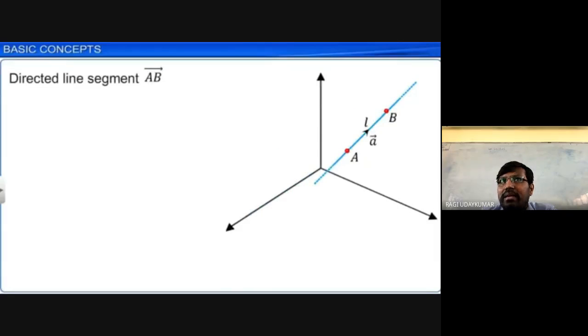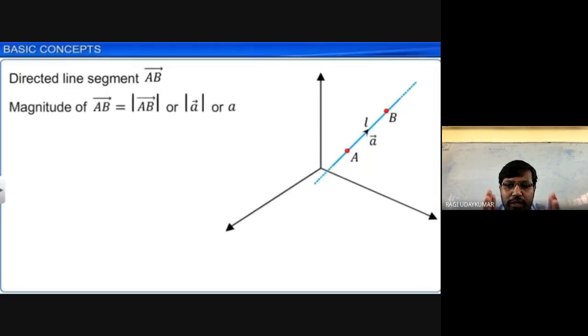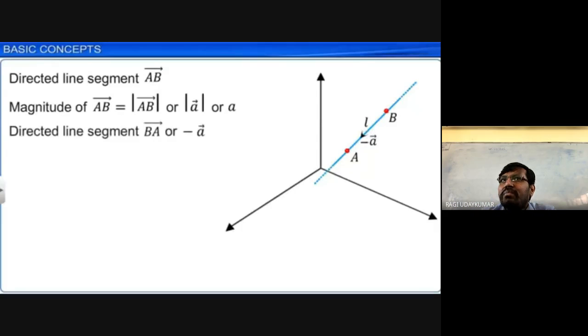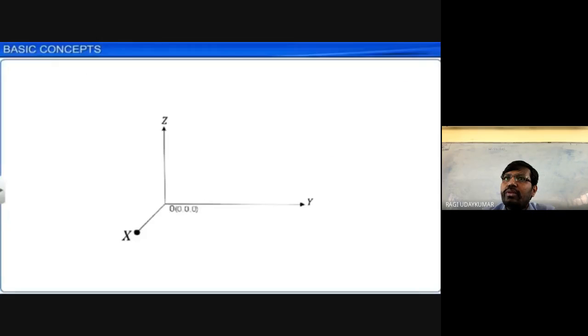The directed line segment AB bar, in a simple way, can be written as a bar. The magnitude of any vector is written between two lines, just like a modulus. In short form, you can write it simply as a. The directed line segment BA, in reverse, is the negative vector. Different types of vectors will also be there, which we are going to learn: zero vector, null vector, co-initial vectors, and so on. Here it is coming in the opposite direction, so it is called a negative vector. The magnitude is the same for BA and AB, because the distance from A to B and from B to A is the same.